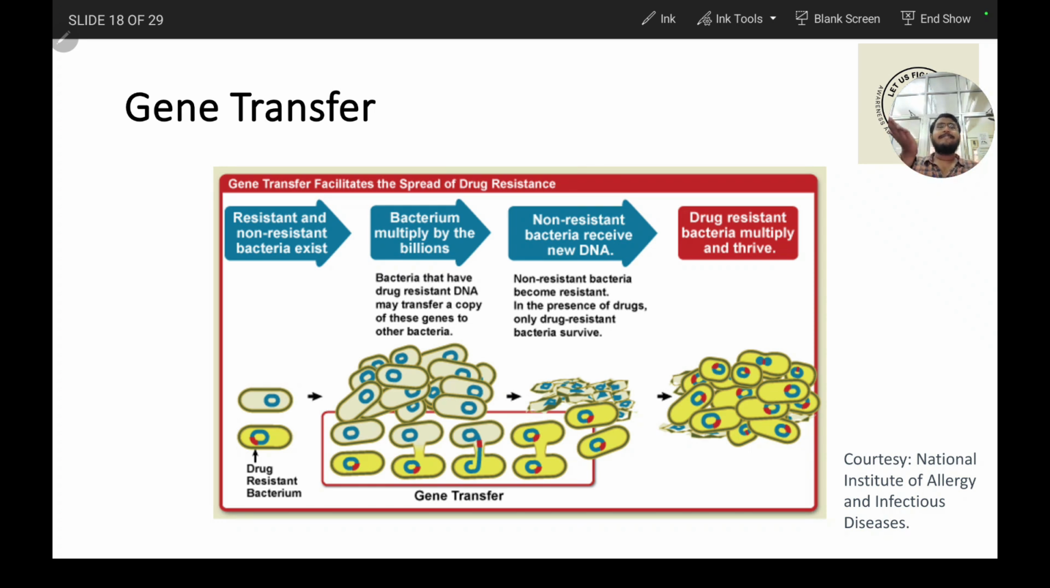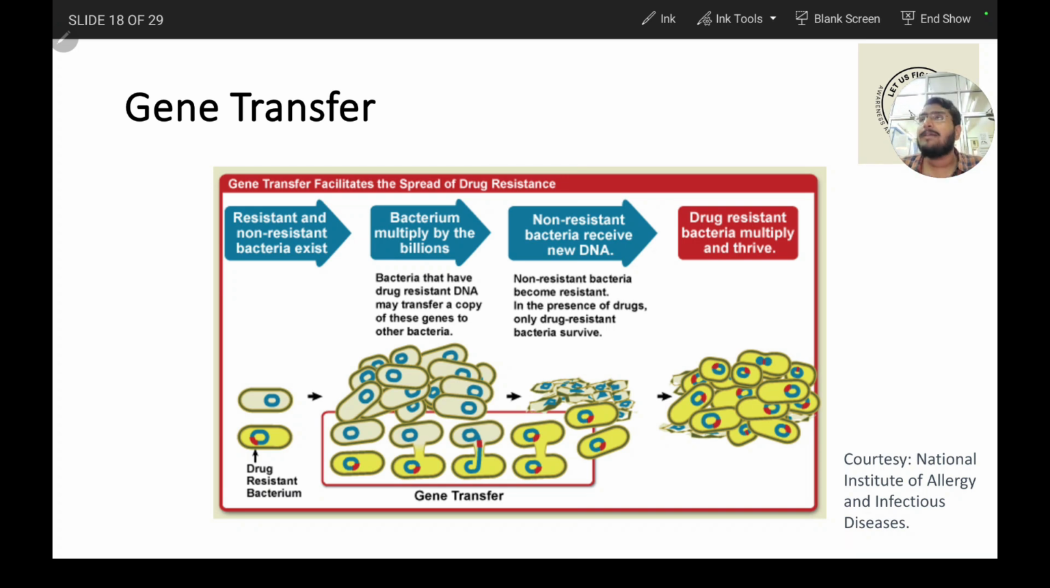So if there is a resistant bacteria and if there is a non-resistant bacteria, as it is shown in the image towards the extreme left, if you get them in contact, they may end up exchanging some of their genes, which are part of their genetic material, and the resistant strain may just end up giving the resistance characteristic to the ones which did not have resistance. And that's how now everyone in the population starts gaining resistance.